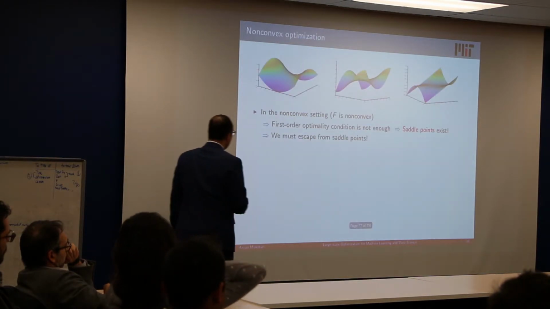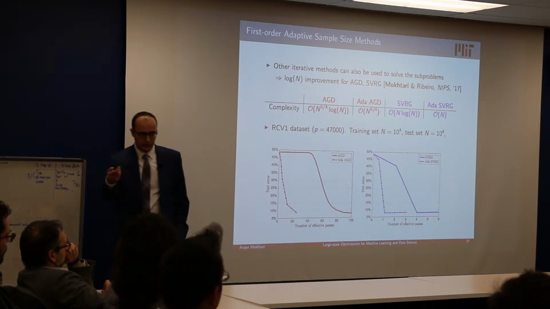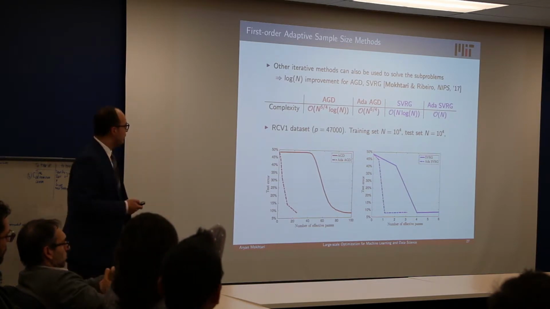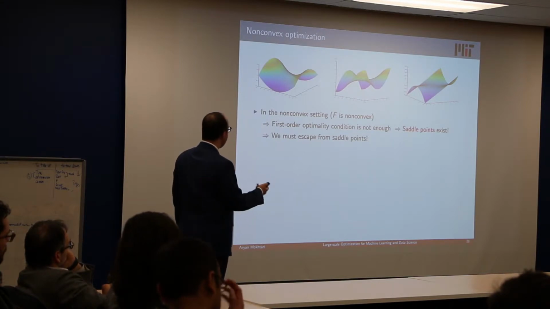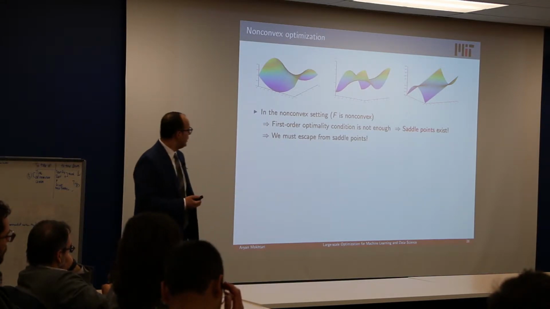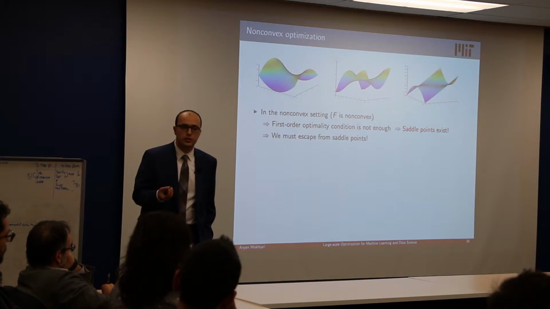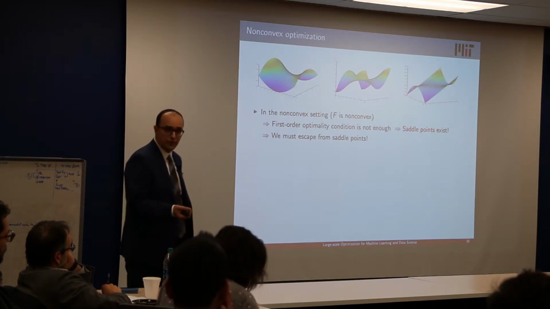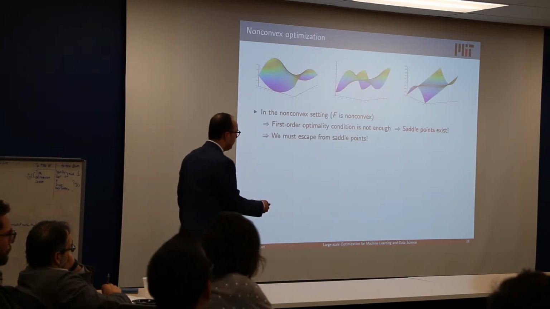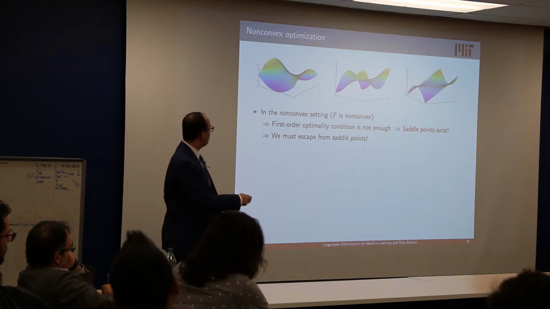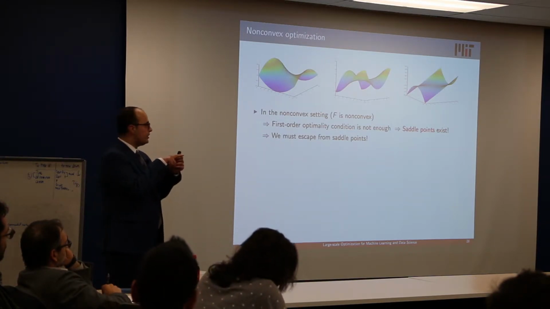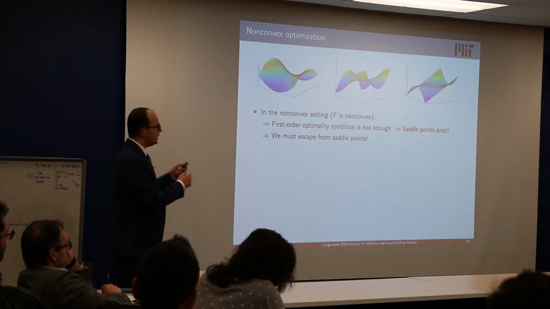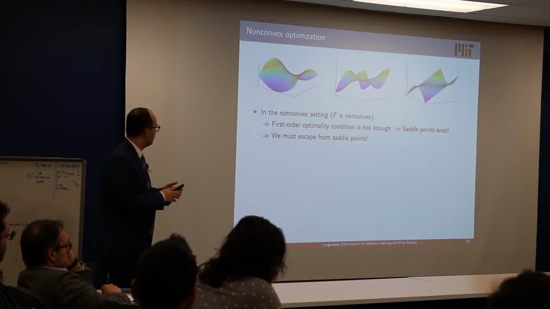Okay. So far I talked about convex optimization, but now let's take a look at the non-convex empirical risk minimization problem. One of the main challenges in non-convex optimization is that the first-order optimality condition does not mean global optimality, as you have saddle points in the problem. These are just 3 examples of saddle points where you have a point where the gradient is 0, but in one direction the function value is increasing, in another direction the function value is decreasing.